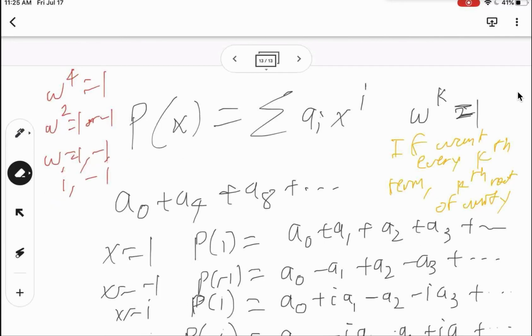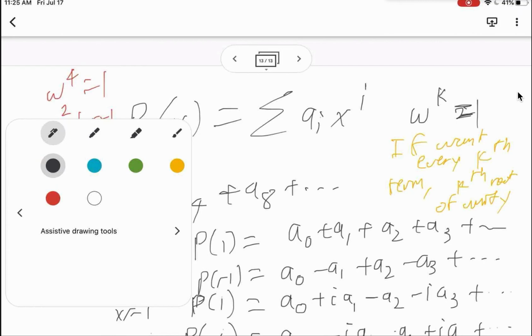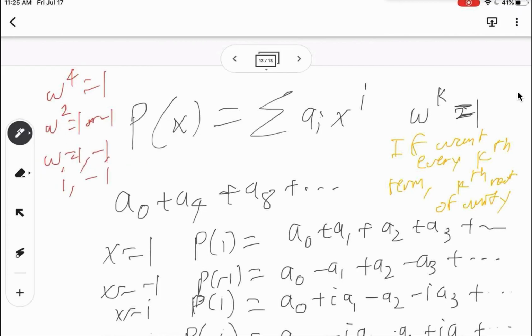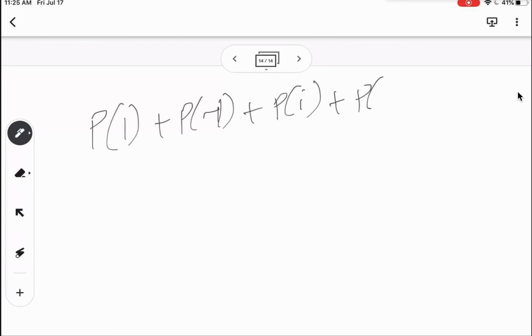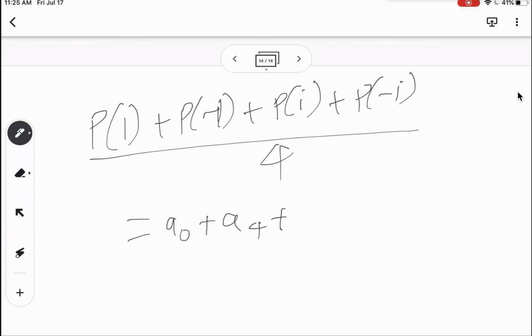So now you want to somehow add or multiply these things to get only every 4th term, right? One way to do this is just to add everything up. If you look at all these terms, if you add everything and then divide by 4, p of 1 plus p of -1 plus p of i plus p of -i over 4 equals a0 plus a4 plus a8 and so on, right?